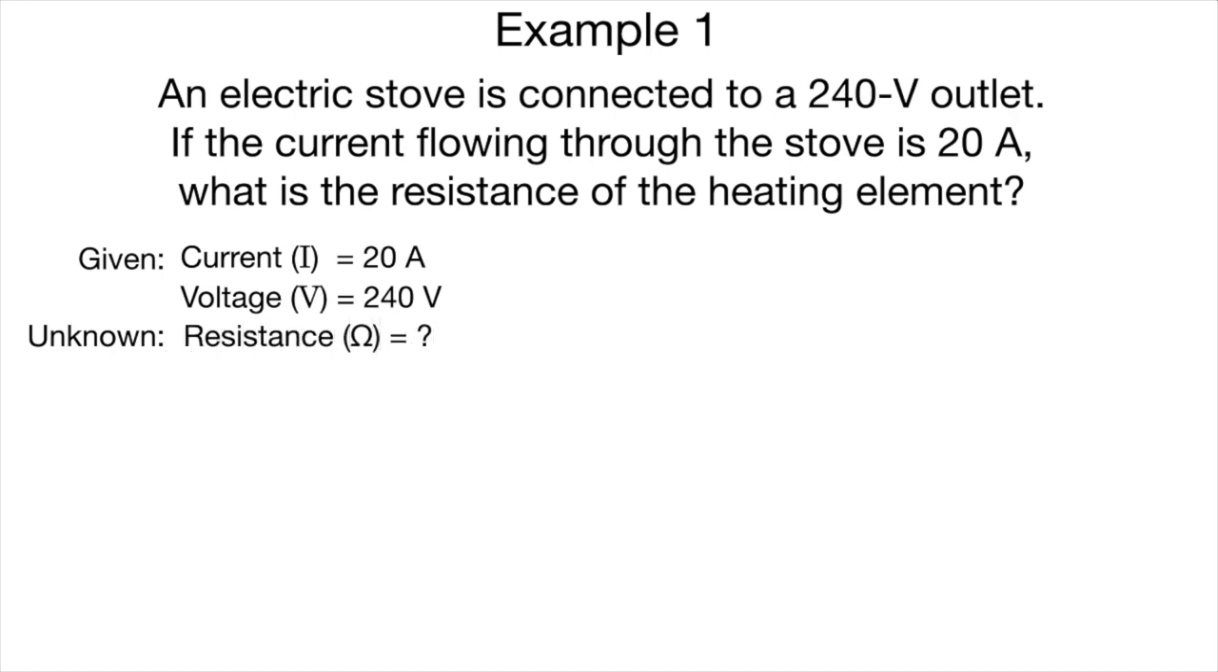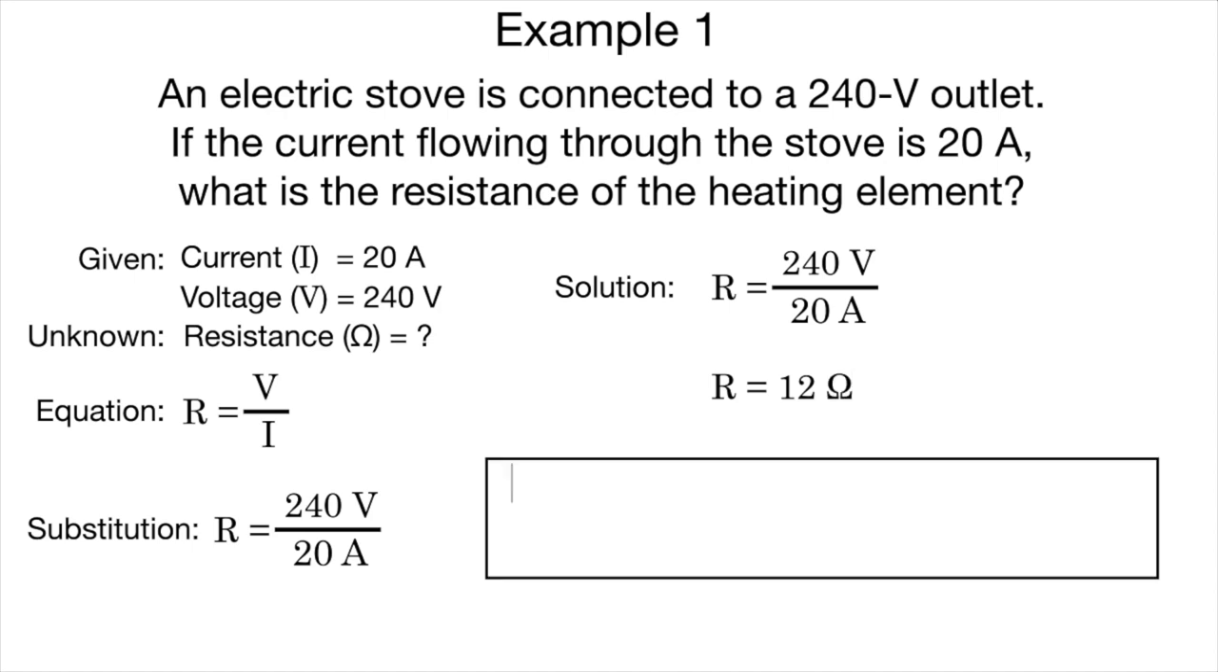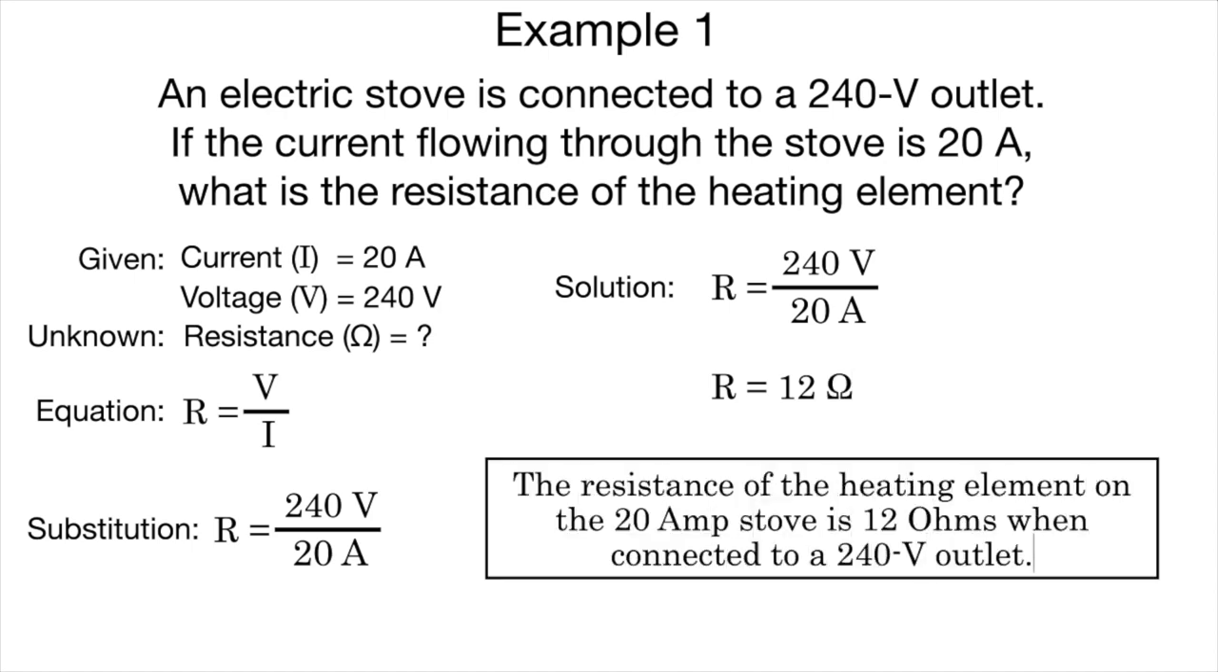Given this, we know the equation R equals V over I. If we do a substitution, then we know that R equals 240 volts over 20 amps. So our solution would give us 240 volts over 20 amps. R is equal to 12 ohms. So we can say the resistance of the heating element on the 20 amp stove is 12 ohms when connected to a 240 volt outlet.